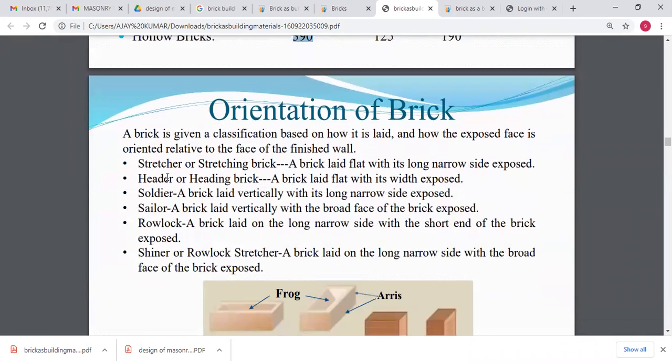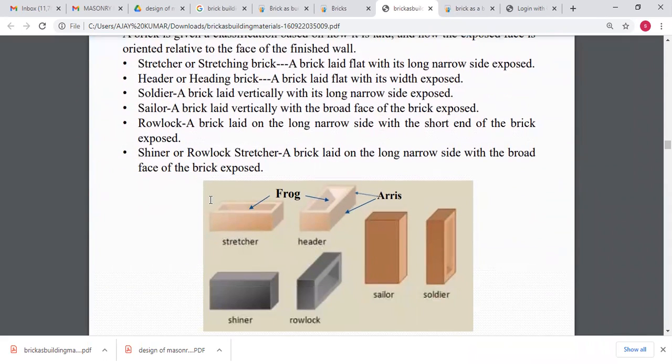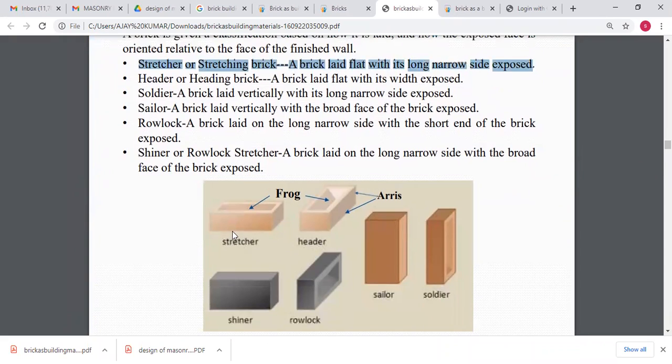Next, orientation of the brick. So how can you decide the size and dimensions of the bricks? This type of face you can call a stretcher, and this one you can call a header. So shiner, roll, sailor, soldier. These are the orientations of the bricks. You can see them one by one. Stretcher, or stretching of brick. A brick laid flat with its long narrow side exposed is called a stretcher. So this one is a stretcher.